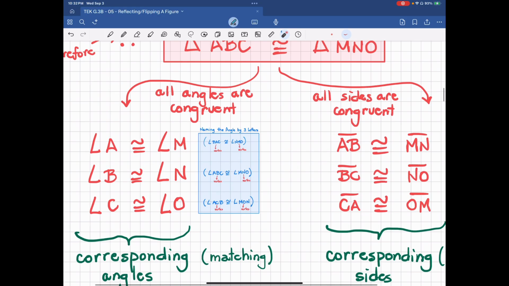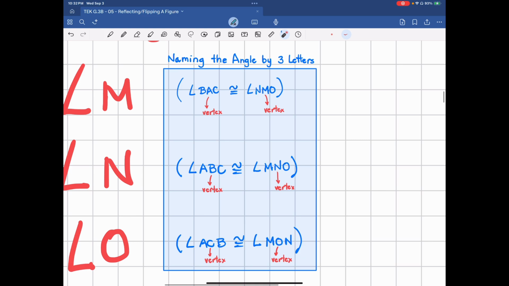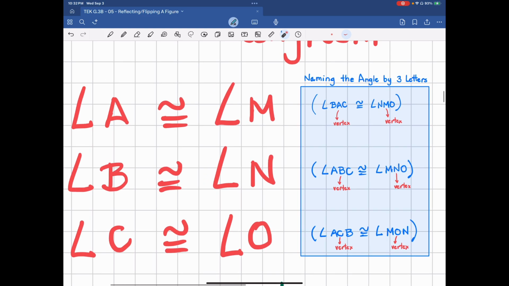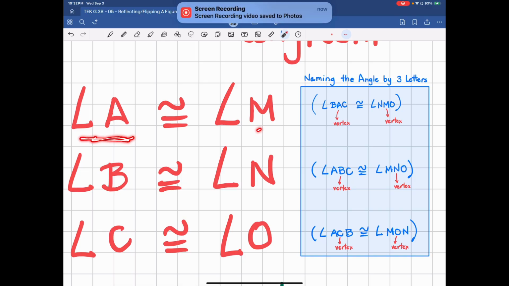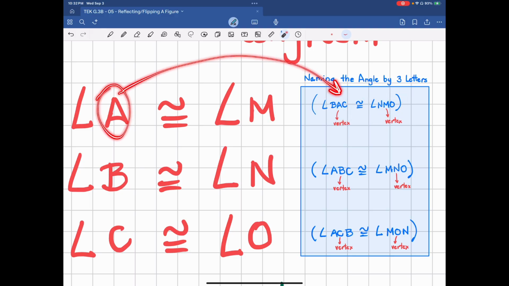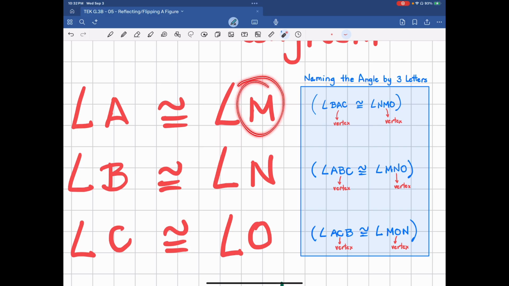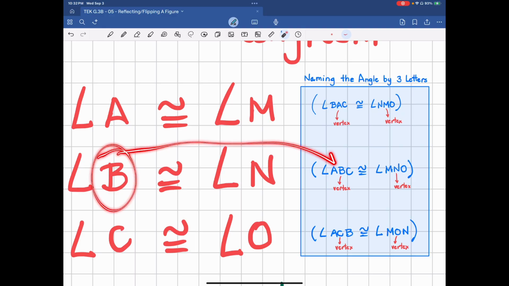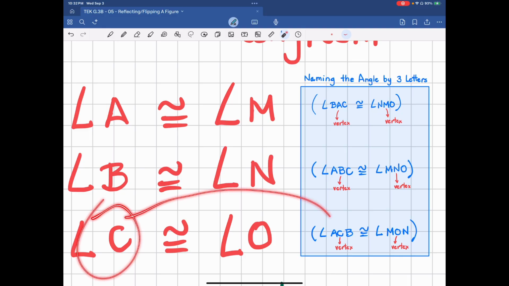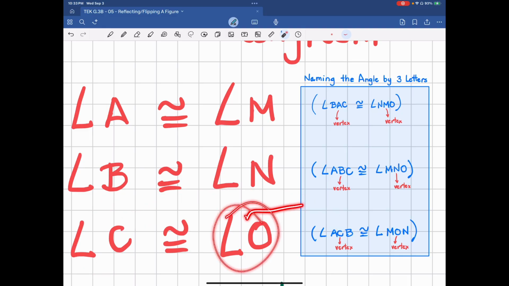Now, I'm going to expand this up a little bit bigger so you can actually see it. And look, I'm doing the exact same thing. However, instead of writing it with just one letter here, I am using three letters right here. So angle A and angle BAC are the same angle. Angle M and angle NMO, the same angle. This and this are the same angle. This and this are the same angle. This and this are the same angle. And yes, this and this are the same angle.